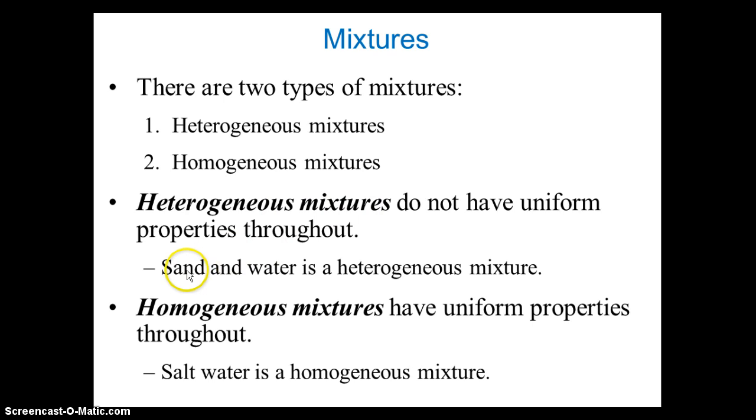For example, sand and water. When you mix them, you can see two layers, sand at the bottom and water on the top. That two-layer mixture is not uniform throughout, so that's a heterogeneous mixture. In homogeneous mixtures, you can find uniform properties throughout. For example, salt and water. When you mix it, you find a clear solution. It's called a homogeneous mixture.